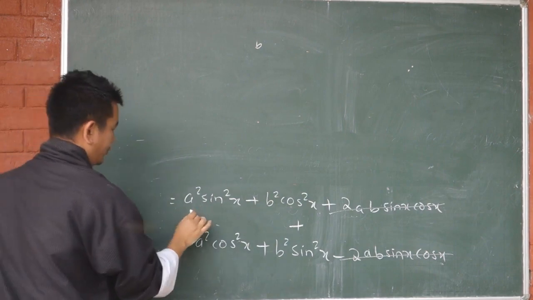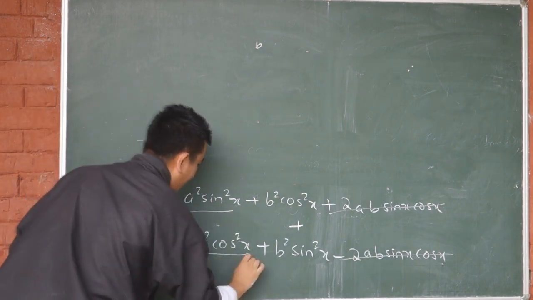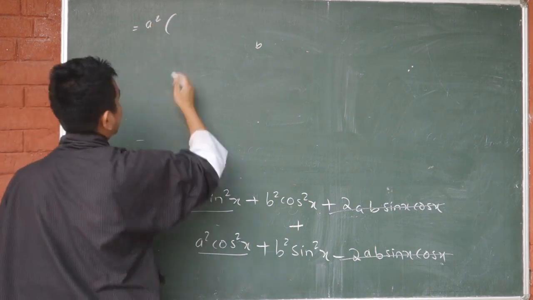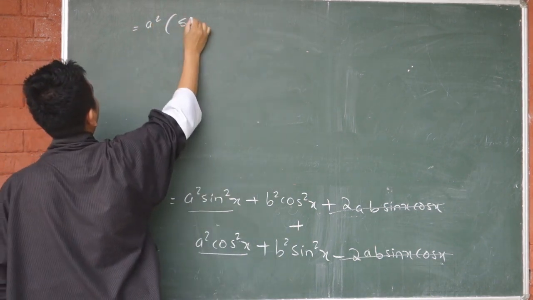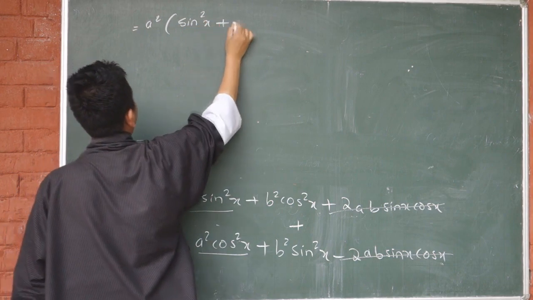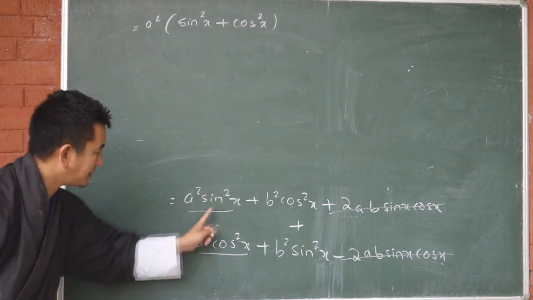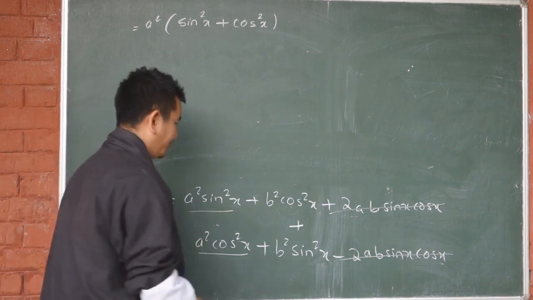See, we have here a square, we have here a square. Please take this a square common outside. If I take a square common outside, we have sin square x plus cos square x.